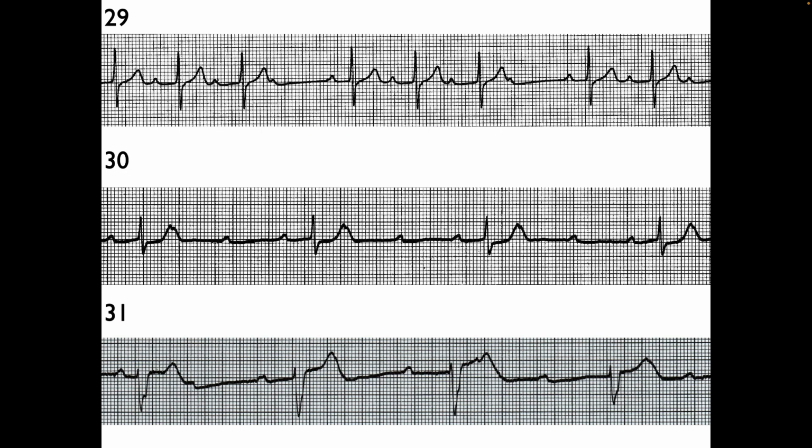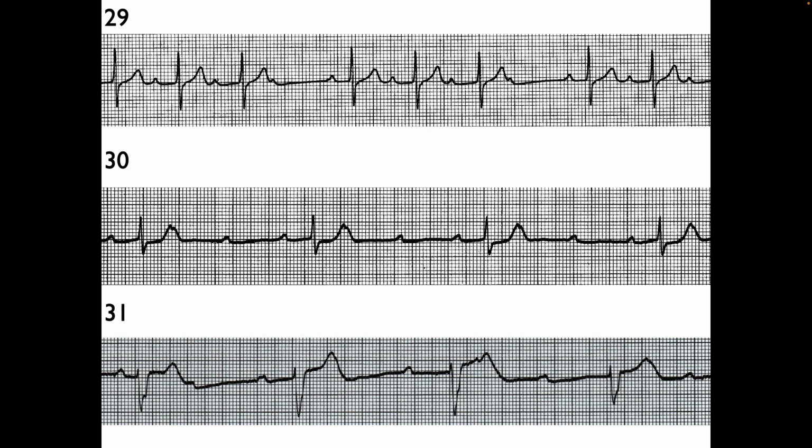Let's look at this one. This one really throws people. So here's number 29, as an example of a much easier strip. This is a second degree type 1. Here's the group: this one gets longer, gets longer, gets longer. Notice that when we're comparing the PR intervals, the progressively longer one, we're comparing within a group. So we don't compare this one to that one, we compare this one to that one, to that one. You see what I'm saying?